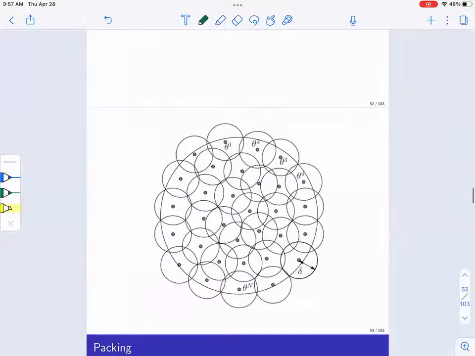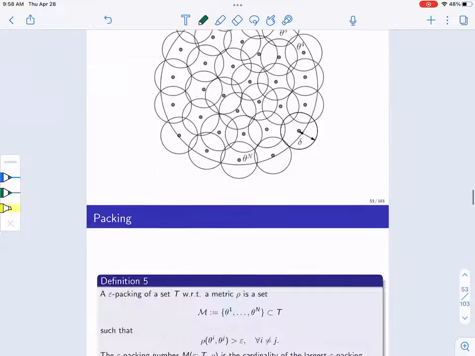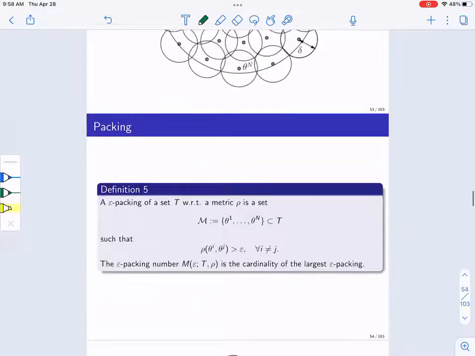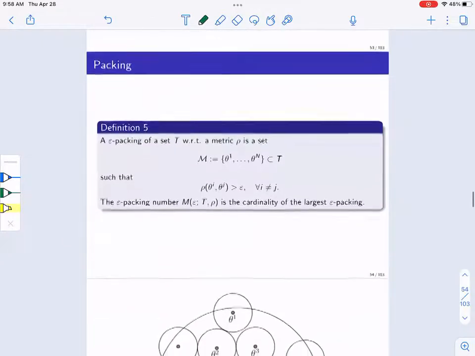Here's a picture. If theta 1 up to theta n is a cover, if I put balls of radius epsilon, if it's an epsilon cover, every point here is in at least one of these balls. So this is a notion of approximation basically. There is another notion which is the idea of packing. These go hand in hand.